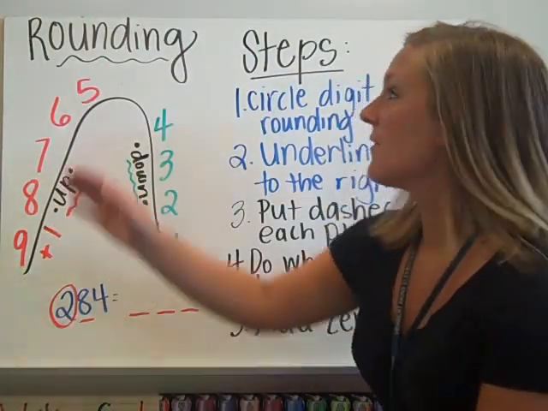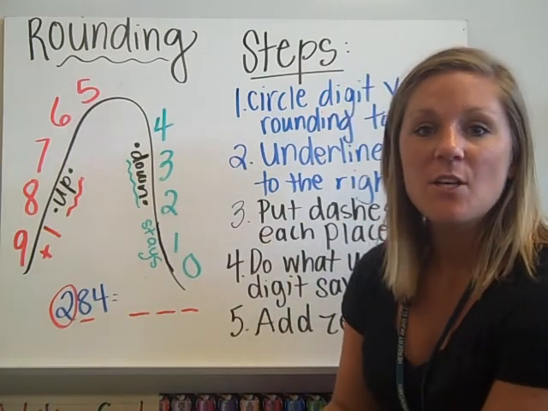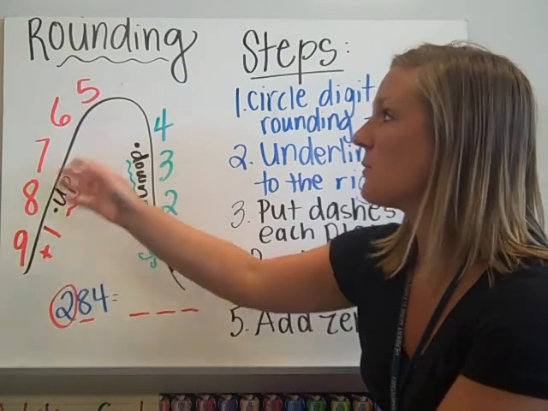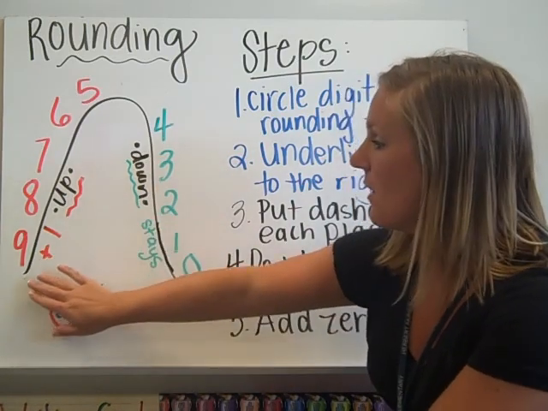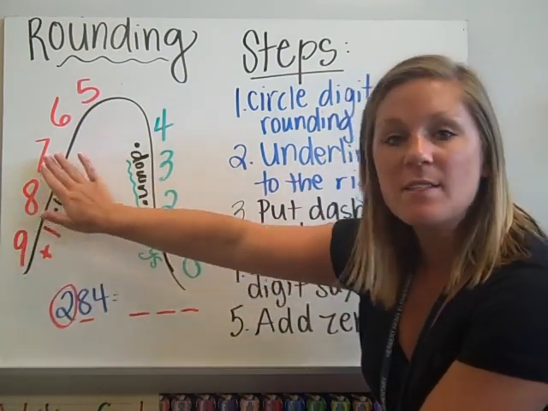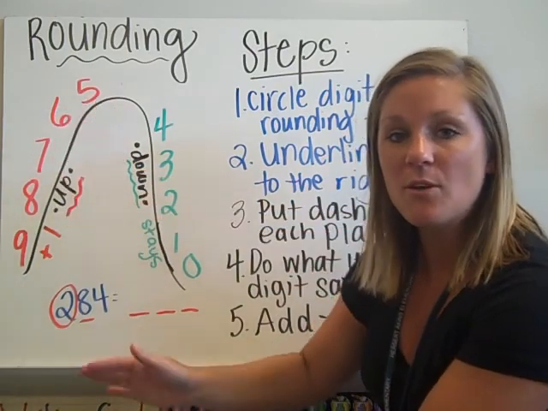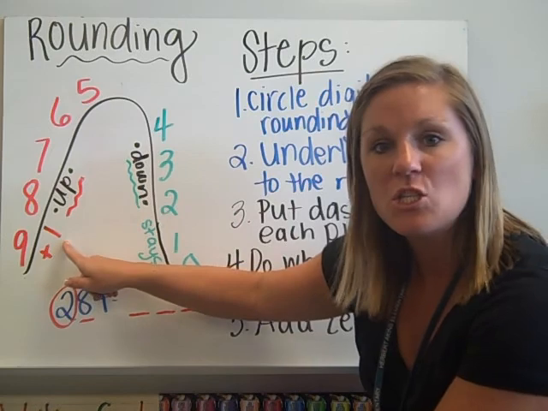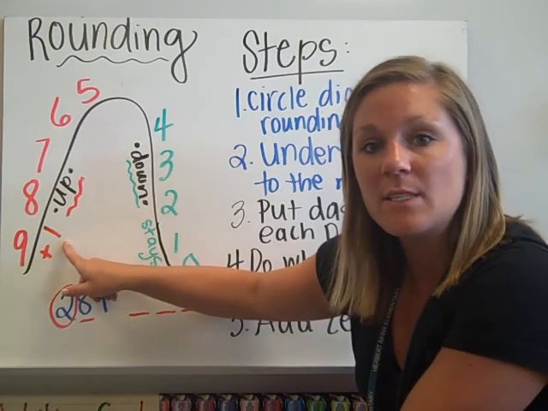Hey kids, this is our rounding lesson. So as many of you have probably already talked about in second grade, there are rules to rounding. Numbers 9, 8, 7, 6, and 5 are going to tell you to round up. And when you round up, you're going to add 1 to whatever place value you're rounding to.